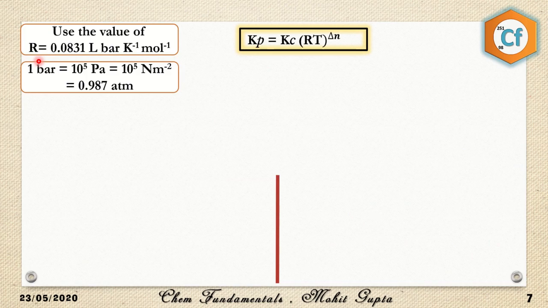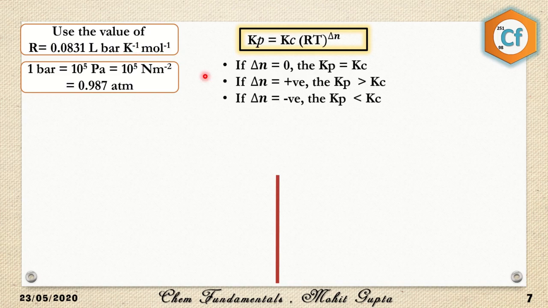The value of R is 0.0831 liter bar per Kelvin per mole. There is one more value of R, 8.314 joule per Kelvin per mole, but we are not going to use it here because we have a volume term as well as a pressure term. Moreover, 1 bar is equal to 10 to the power 5 Pascal, which is equal to 10 to the power 5 Newton per meter squared. And if we have to change bar into atm, we can do it using 1 bar is equal to 0.987 atm. You have to remember all these units, okay? Because in most cases the pressure would be given in atm, and you have to convert it into bar, because you will be using R as 0.0831 liter bar per Kelvin per mole.